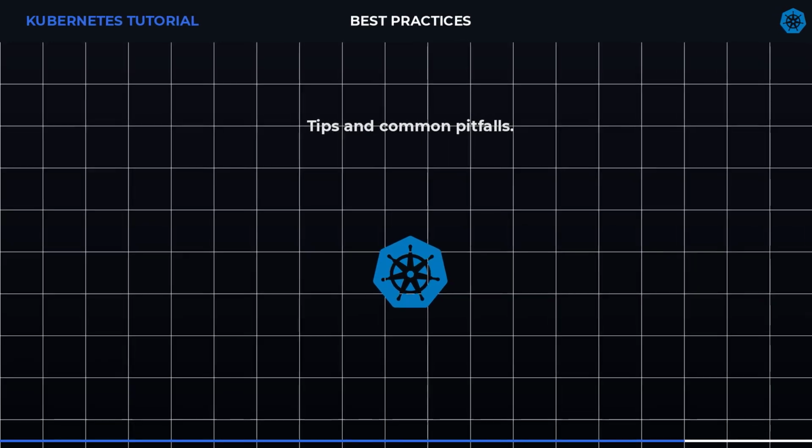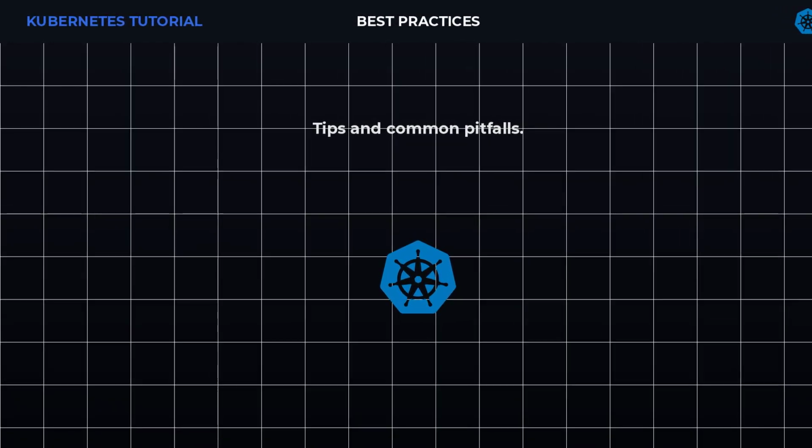When using Kubernetes, always keep your manifests declarative and version controlled. Avoid running privileged containers unless necessary, and set resource requests and limits to prevent noisy neighbors. Monitor your cluster with health checks and be cautious with default namespace usage to keep environments isolated.